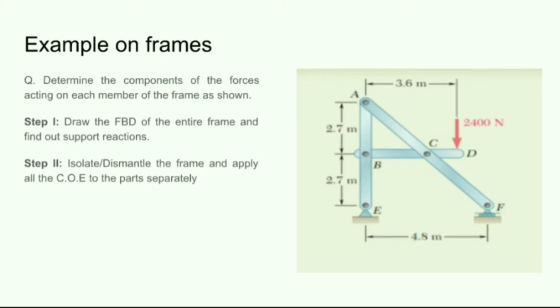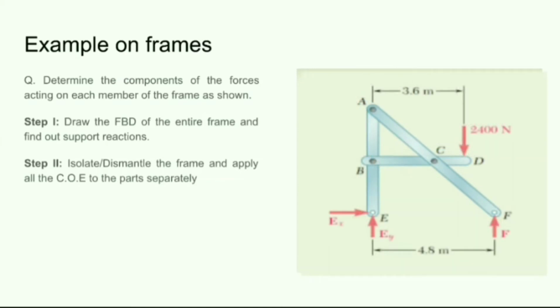Our first step will be to draw the FBD of the entire frame and find out the support reactions generated at points E and F. Then we need to isolate the members. So this is the free body diagram of the frame, and over here you can see we have assumed the directions of Ex and Ey to act in the positive X and positive Y direction respectively.